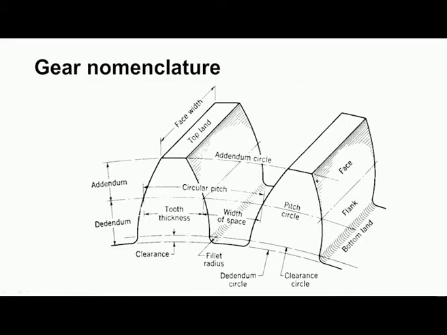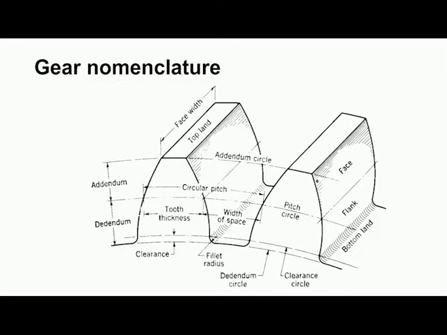So, this portion is the face width. This is called the face of the tooth, this is called the flank, and this is the bottom land. The distance from here to here is called face width. This top is called the top land, and then we have a curve passing through the top land here. This is called the addendum circle, and then we have another imaginary circle called the pitch circle.